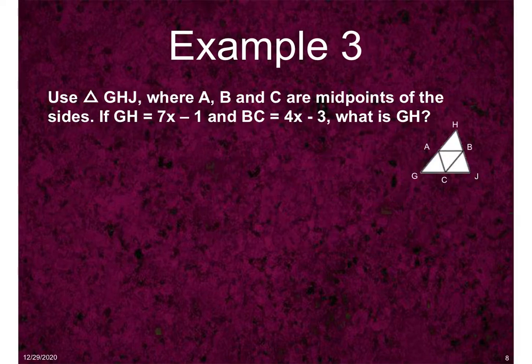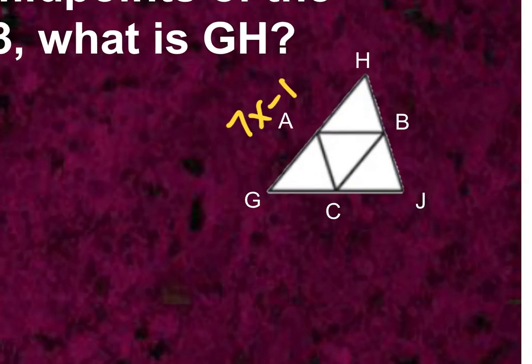Example 3. Use the triangle GHJ, where A, B, C are midpoints of the sides. If GH is 7x minus 1, so let's fill that in there. This is 7x minus 1, that whole side. And BC is 4x minus 3.